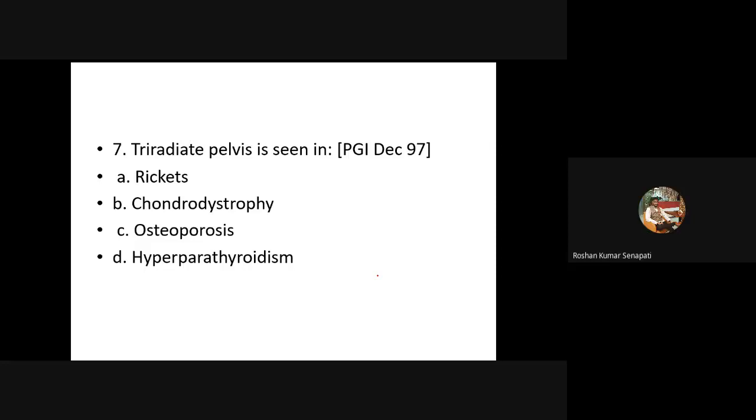It's vitamin D deficiency in adults. Okay, so actually osteomalacia. But since the other three options here are ruled out by exclusion, what the answer is suggestive of here is rickets.